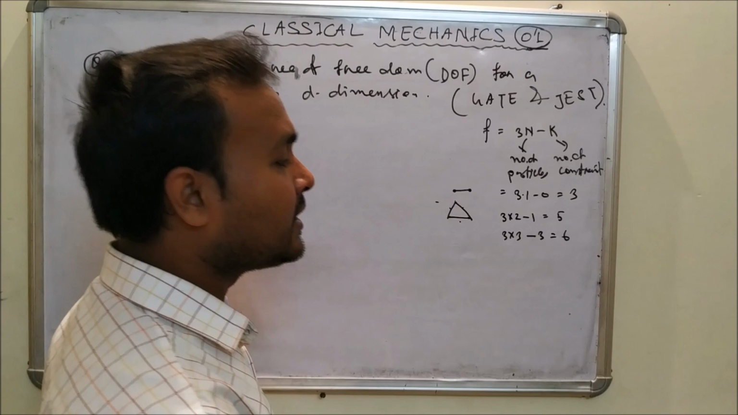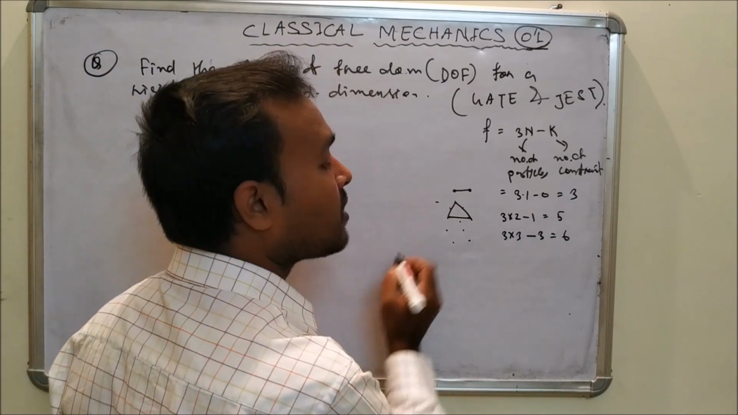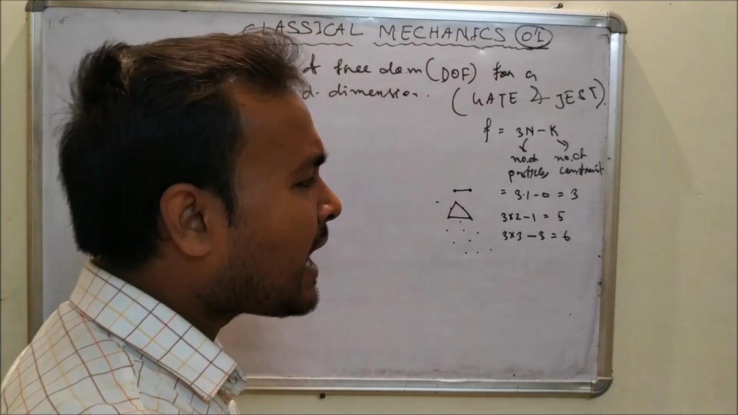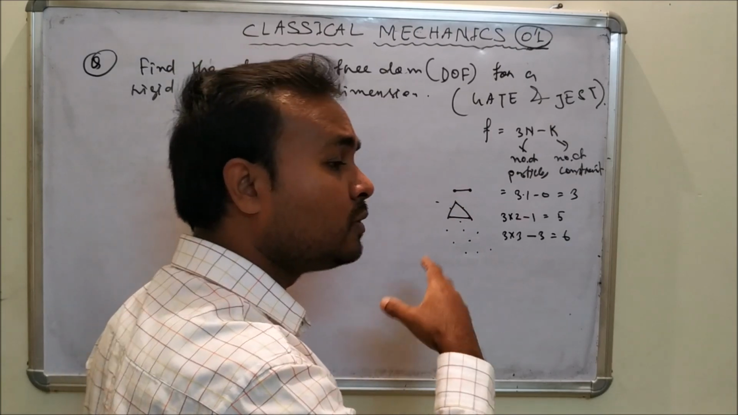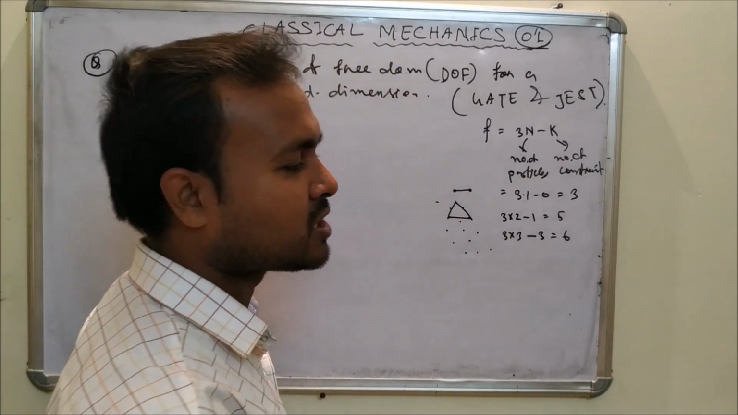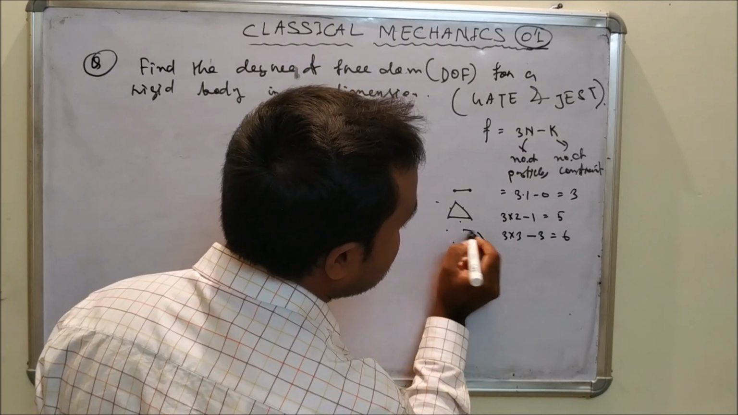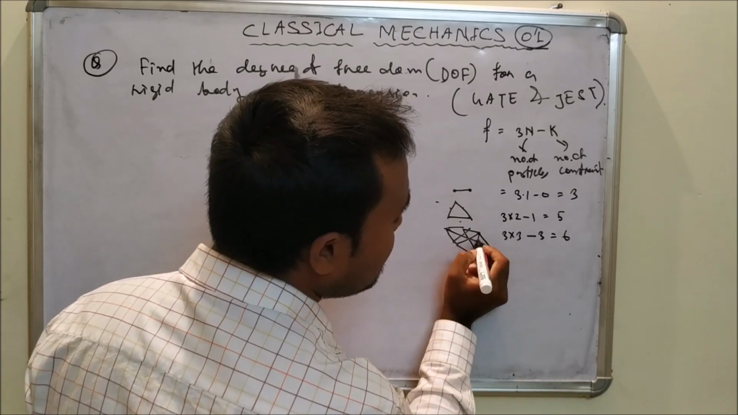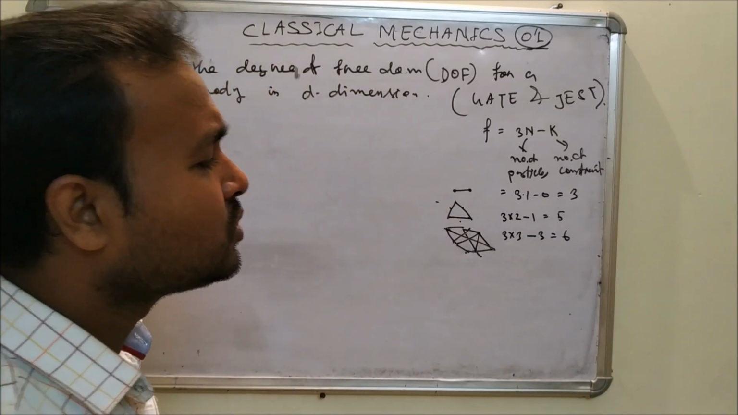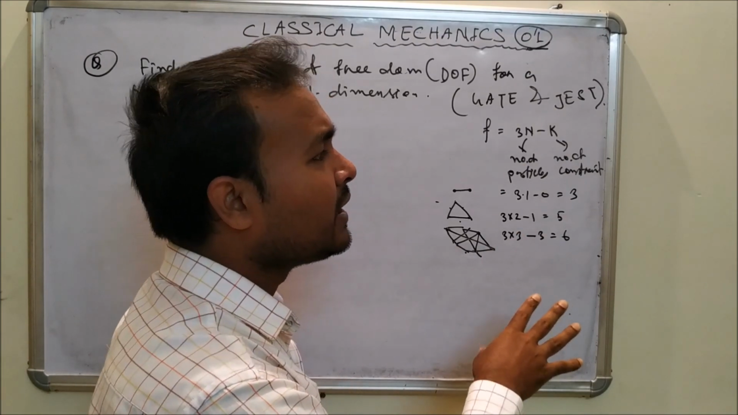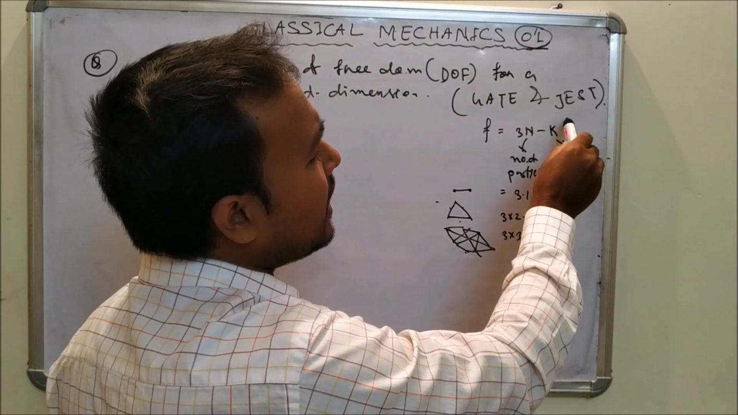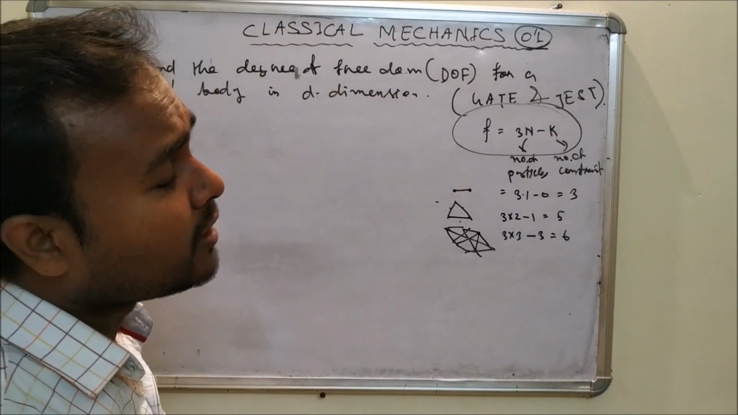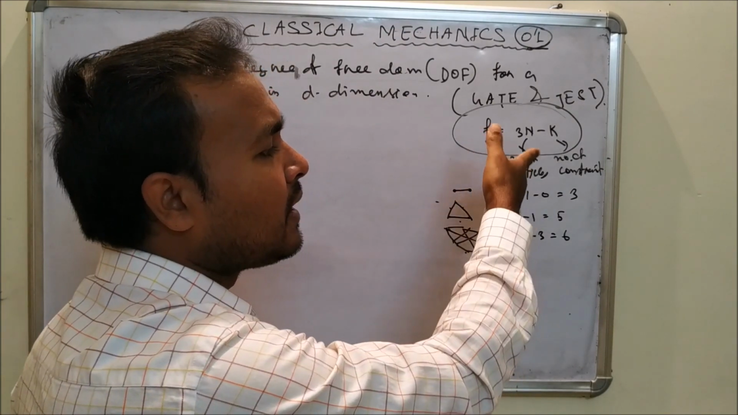Now, if I give 4 particles, or 5 particles, 6, 7, 8, 9 particles, how many times will you count the constraints? It will be very hard to count the number of constraints, because the lines will be attached like this and this and this. So I don't want to use this formula, because it is for particular cases with a lesser number of particles.